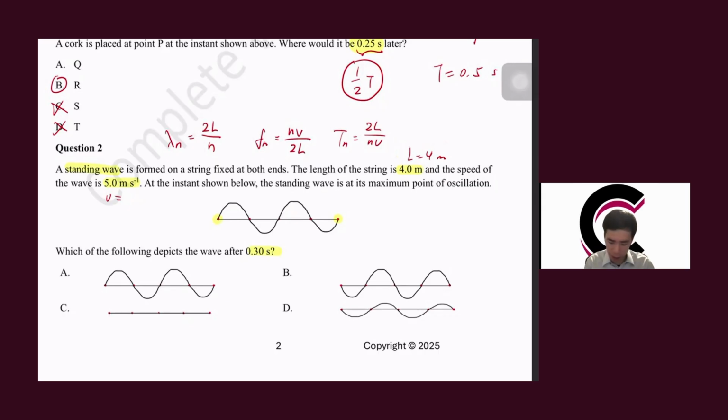Once again, we try to find a period, right? Because the time is given, you can express this time in terms of period, in a similar way to question 1. So period is 2L over NV. You put the values in, 2L. Now the tricky thing is, what is N? And in fact, this diagram is not perfect.